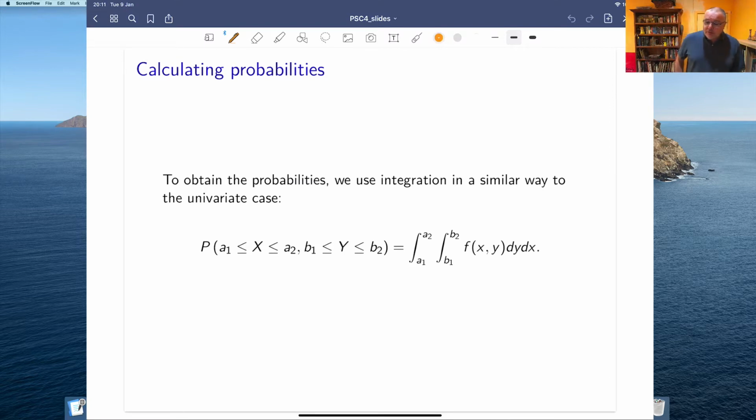How do we do the probabilities? Well, now we're just going to integrate under the surface and get the volume. So if I want the probability that x lies between a1 and a2 and y lies between b1 and b2, I'm going to integrate f of x, y from b1 to b2 with respect to y, and then a1 to a2 with respect to x. Remember, we could change the order of integration as long as we're careful with those end points.